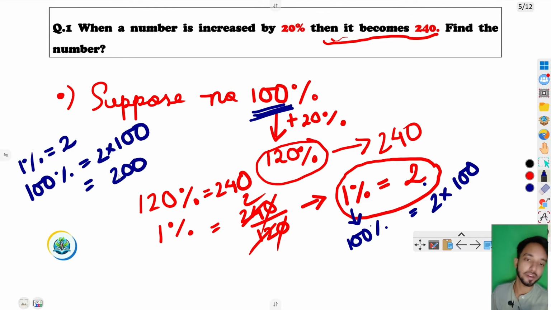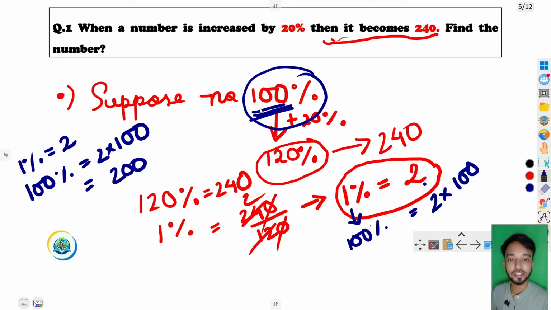We got our answer to be 200. Is this clear? Very, very simple. We assume that the number is 100. Initially, we assumed that the number is 100%. According to the question, the number that we assumed is increased by 20%. If we increase 100 by 20%, then we will get 120%.